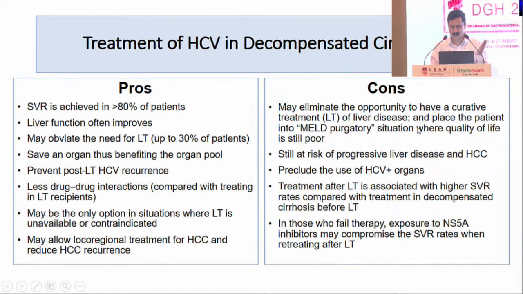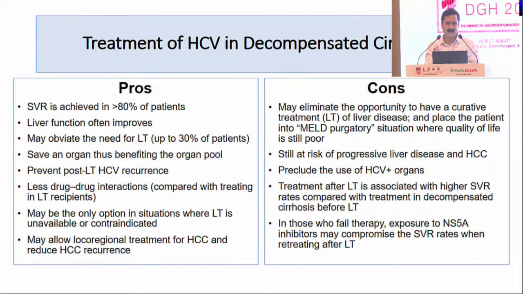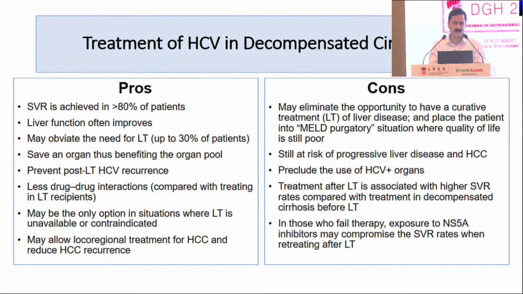What are the cons? Now, you are trying to eliminate the opportunity to give a curative treatment of liver disease and place the patient into MELD purgatory. What they're trying to say is that there is an improvement in MELD, but not to an extent that they will not require transplant over a period of time. And no one is looking at the quality of life of these patients. So by giving treatment, they are coming to a stage where there is an improvement in some quality of life, but not to that extent that they are absolutely fine. So still they are at the risk of progressive liver disease and HCC.